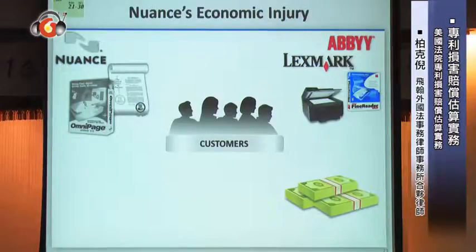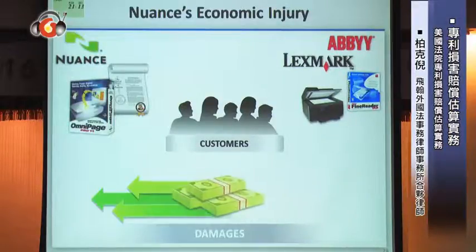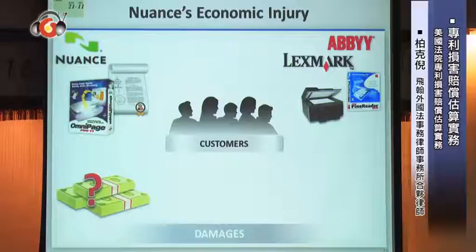You're going to hear other experts and other witnesses tell you that they got that money as a result of infringement. I'm not going to talk about infringement. I'm not a technical expert. I can't tell you whether they infringe or not. But if you decide that Abbey and Lexmark infringe, it's my job to tell you how to make Nuance whole again. How much of the money that Abbey and Lexmark made as a result of the infringement should go back to Nuance in order to make Nuance whole and put it in the place it would have been if there was no infringement.